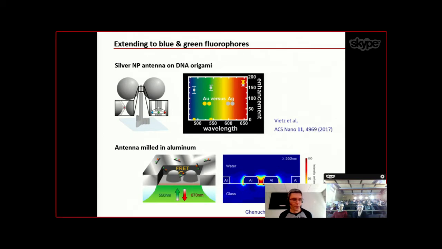So if you want to play with blue and green dyes, then you have to extend the spectral range with other metals, so silver. And here we have a demonstration by the group of Philip Tinnefeld, Guillermo Acuna, performing better in the blue-green range. And also, you can have antennas milled in aluminum. And antennas in aluminum will also work and give you fluorescence enhancement. Of course, it's less performant than gold. But if you want to play in the green or in the blue, then you have to change and you cannot use gold anymore. Anyway.